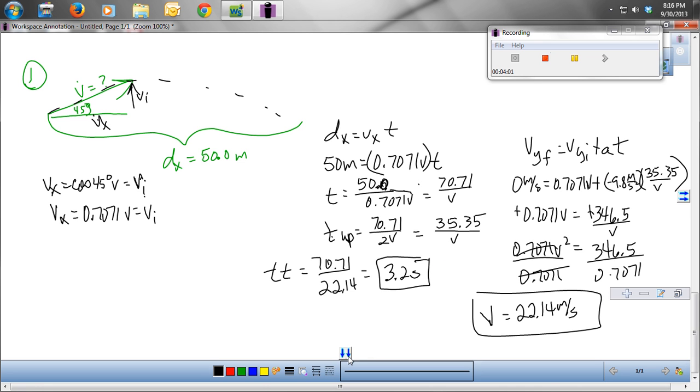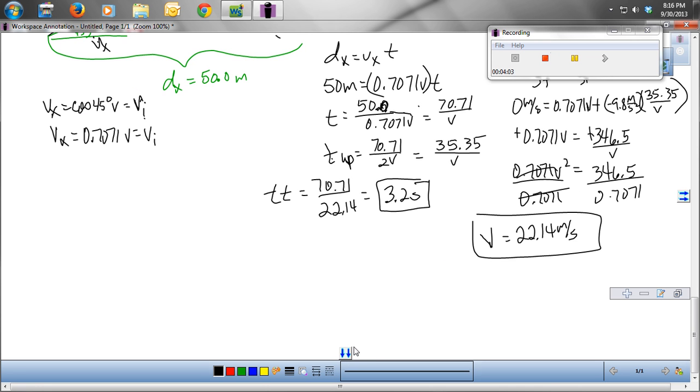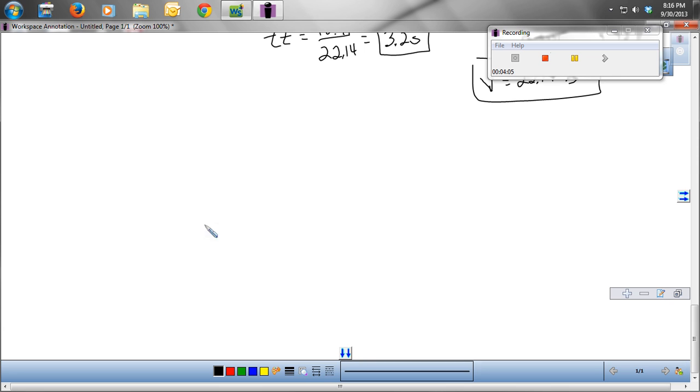So there's the first one. And yeah, you could see something like that. That's just algebra. That's not a big deal. All right, the second one.